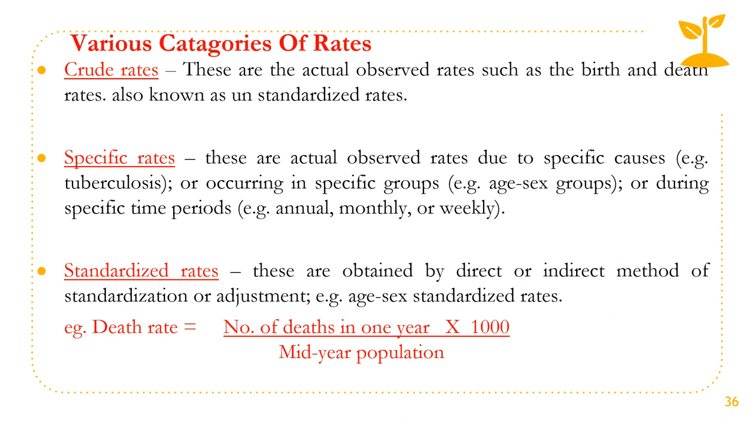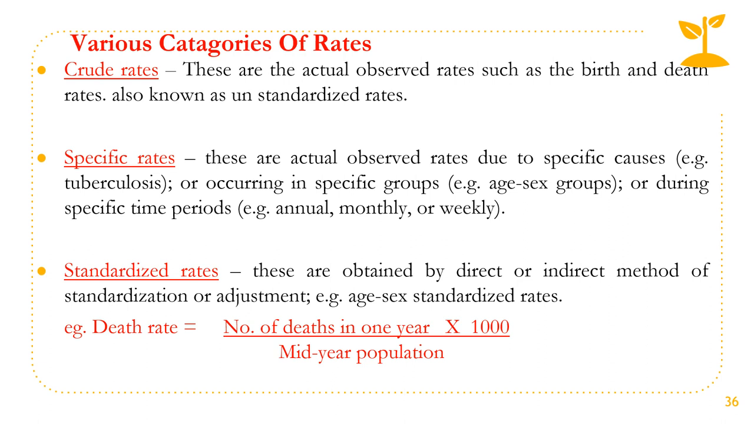Various categories of rates, for example, crude rates. This is the actual observed rates, such as birth rate and death rates, also known as unstandardized rates. That means there is no standard. Coming to the specific rates, these are actual observed rates due to specific causes, for example, tuberculosis, occurring in specific groups, for example, age, gender, or during specific time, like annual, monthly, or weekly.